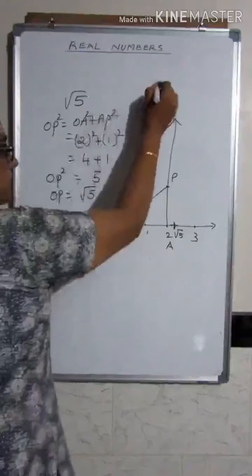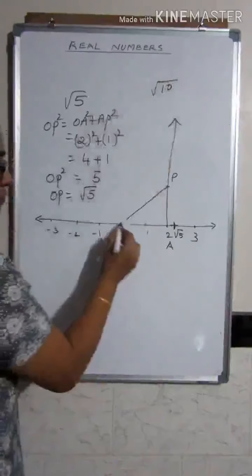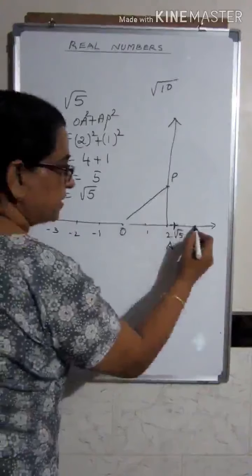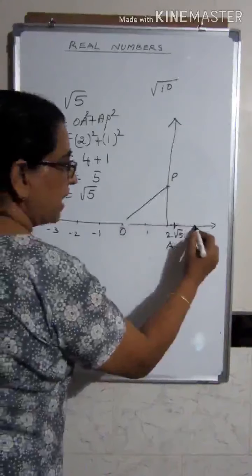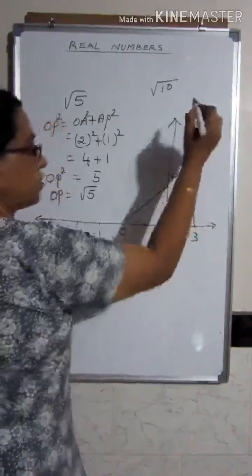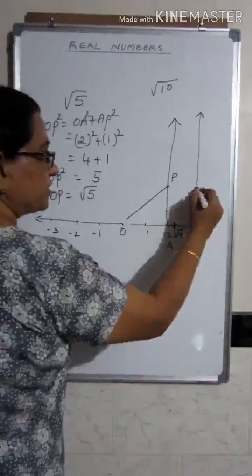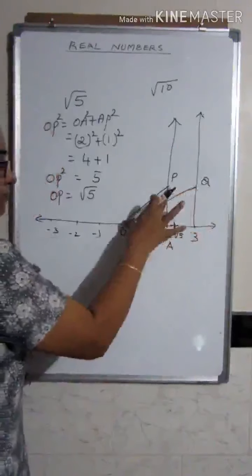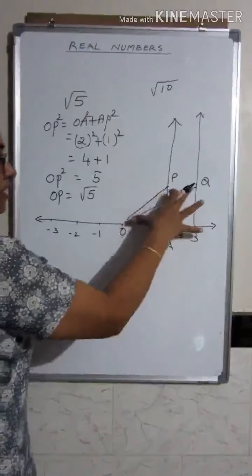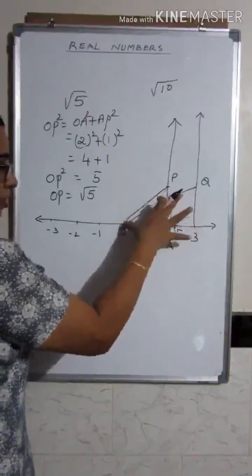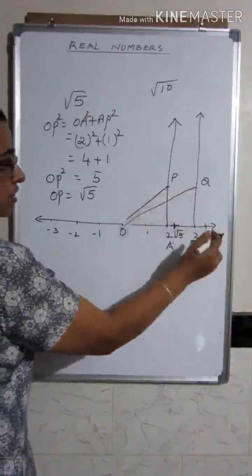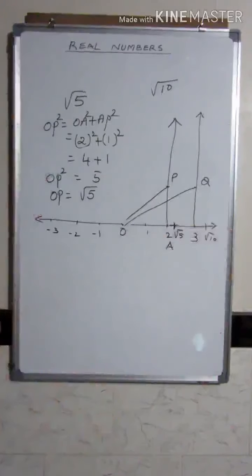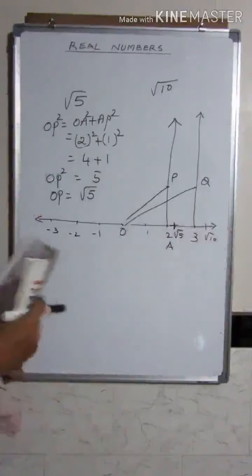Now if you want to represent root 10 on the number line, from the point 0, take a measurement of 3 centimeters. At 3 centimeters you have to draw the perpendicular. Then on the perpendicular measure 1 centimeter and mark the point as Q. Now join OQ. Then from the point O take a radius of OQ and cut an arc, and that value will be the value of root 10 on the number line. So this is how you represent root 5 and root 10 on the number line.